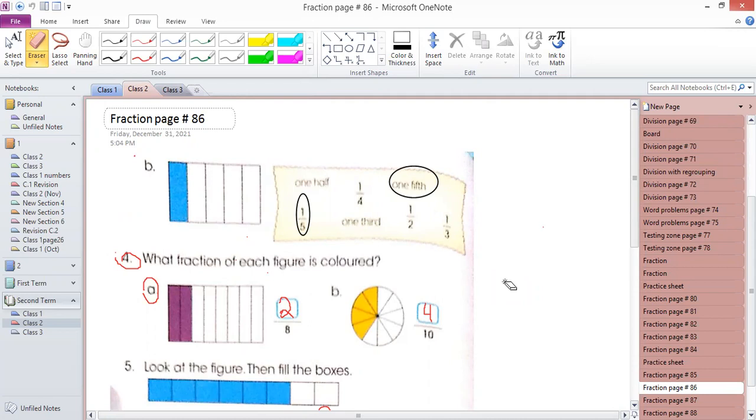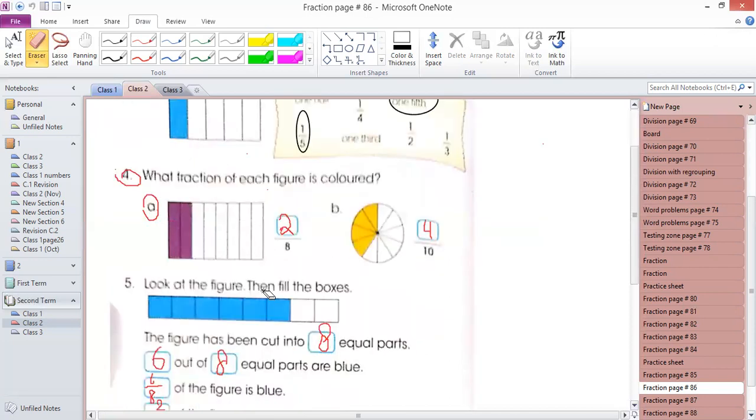So among the options 1/2, 1/5, or 1/3, 1/5 is the correct option. No 1/4, no 1/2, and no 1/3. It is 1/5 because 1/5 of the figure is blue. Question number 4. What fraction of each figure is colored? That was very easy, guys. Out of 8 parts, how many parts are colored? So question number 4A. Only two parts are colored, so you will say 2/8.